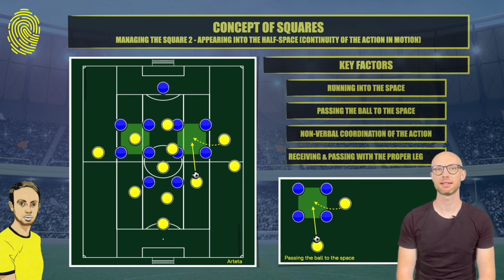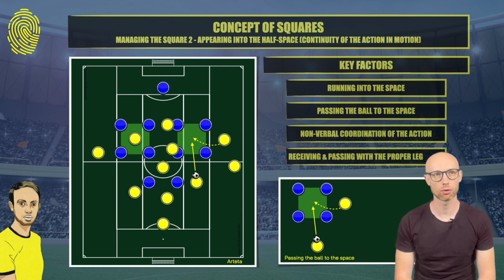Cooperating players must maintain constant communication, both verbal and non-verbal. I believe that the importance of using the correct foot by the passer and the receiver is key. Both the passer and the receiver should use the foot closer to the sideline on the side where these actions take place.